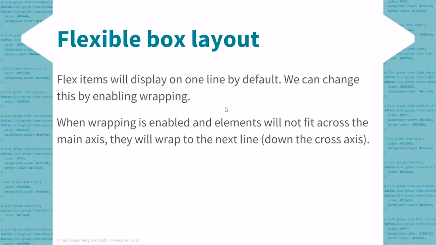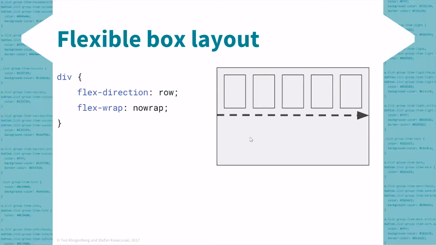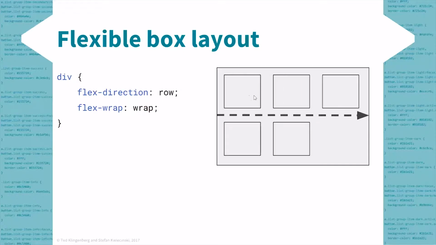So they're going to display on one line by default, but we can change that by enabling something called wrapping. Whenever we enable wrapping, it will wrap to the next line, and that will be down the cross axis. So here you see that we have no wrapping enabled. Flex wrap, the property, is set to the value of no wrap, and that's the default. You'll see that our boxes are sort of squished together. If we change this no wrap value to wrap, then you'll see that our boxes are no longer squished together. They fit inside of the container, and then they go down to the next line whenever there's not enough room.